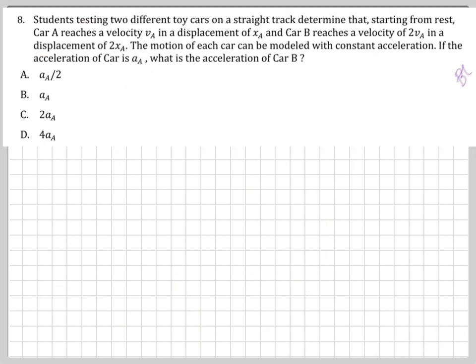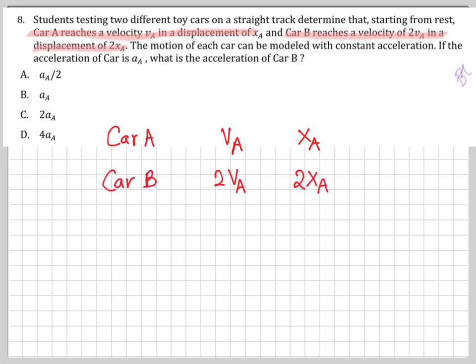Students testing two different toy cars on a straight track determine that starting from rest, car A reaches velocity VA in displacement XA and car B reaches a velocity of 2 VA in displacement 2XA. So we can just get this information separately for car A and car B. The acceleration of car A is given as AA. We want to find what's the acceleration of car B.